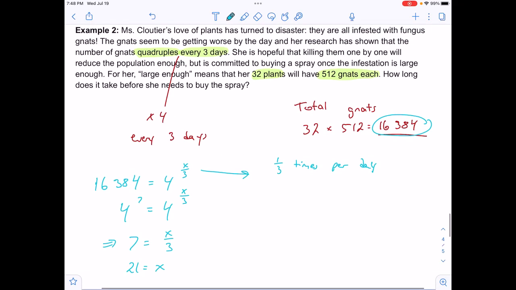Because this is a word problem, I'm going to conclude with the therefore statement. Therefore, what was the question asking? How long does it take before she needs to buy the spray? So it takes 21 days before she needs to buy the spray.